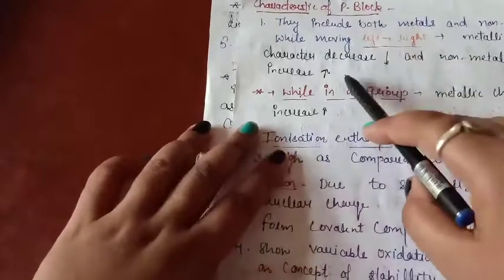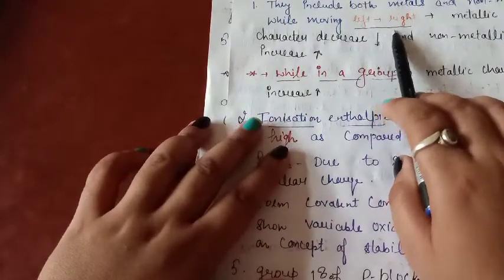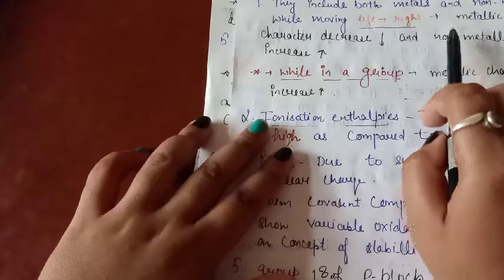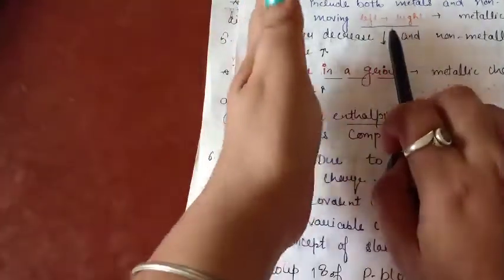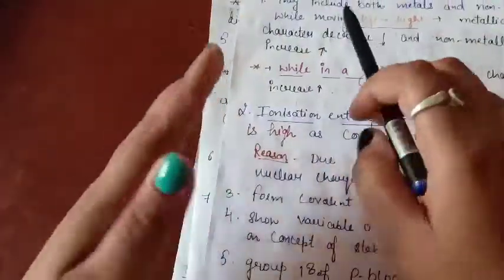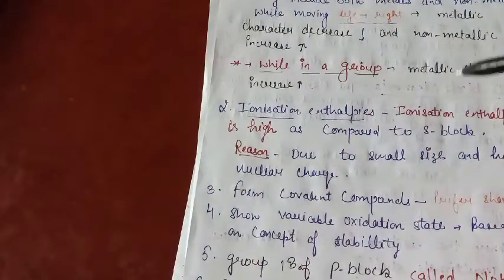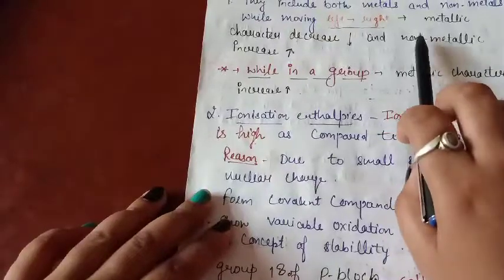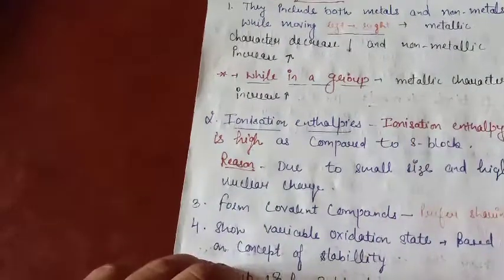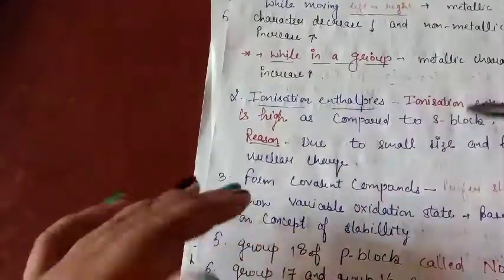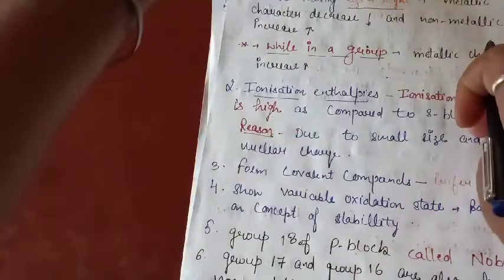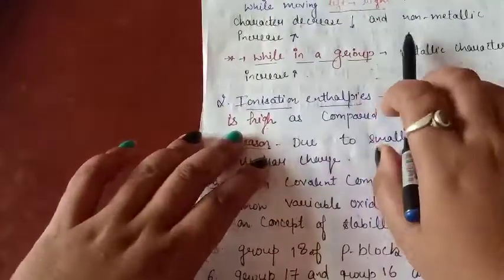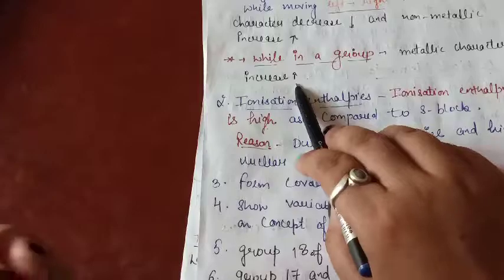I have written over there, you have to keep in mind that in case of the p block, the metallic character decreases. Metallic character means their metallic nature decreases when we move from left to right. That means from group 13 to 18 metallic character decreases, and non-metallic character increases. While in a group, when you are moving through group 13, group 14, group 15, group 16, that means you are moving from top to bottom, in that case the metallic character will increase.